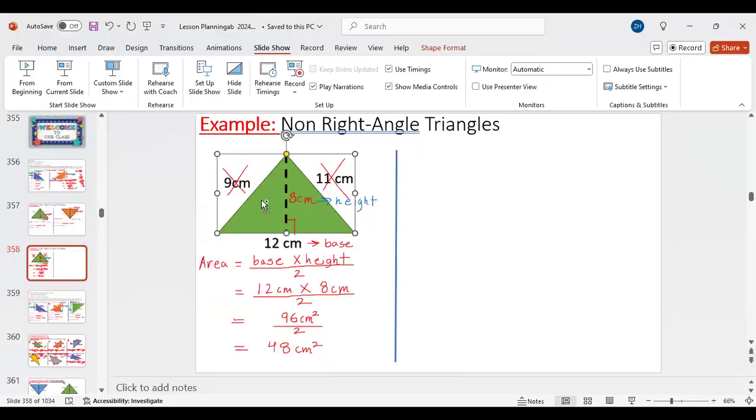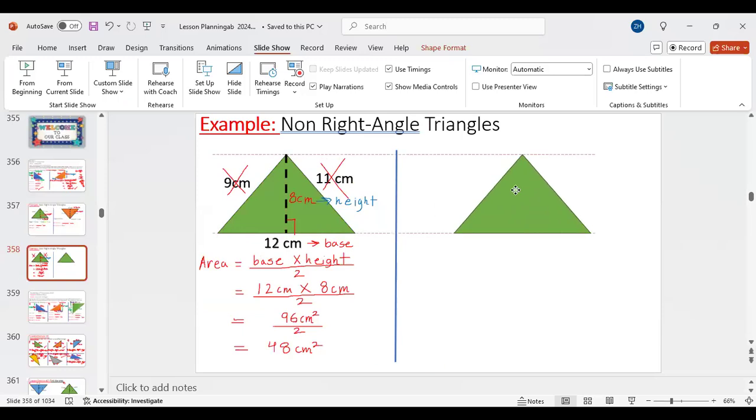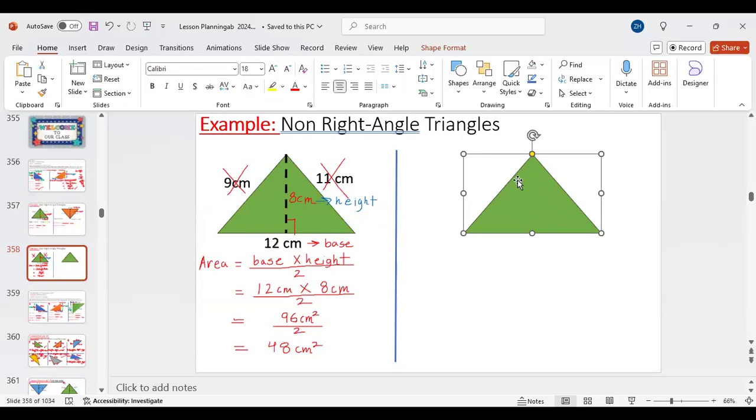I thought you count the dotted lines inside the thing and get it. No, 8 was given. Let me do another one. Let's do another one.